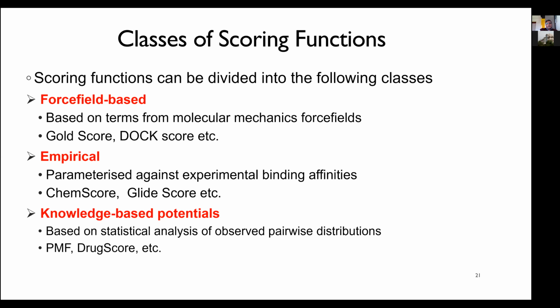Empirical means that the binding affinity is parameterized against experimental binding affinities, which means that you consider those parameters which are important for protein ligand binding. Examples of this are ChemScore and GlideScore. Knowledge based potential is dependent upon experimentally derived pairwise preferences, which means the complementarity between 2 points, such as a hydrogen bond acceptor and a hydrogen bond donor, which are experimentally derived, is incorporated. Okay, potential of mean force and DrugScore are examples of knowledge based scoring functions.